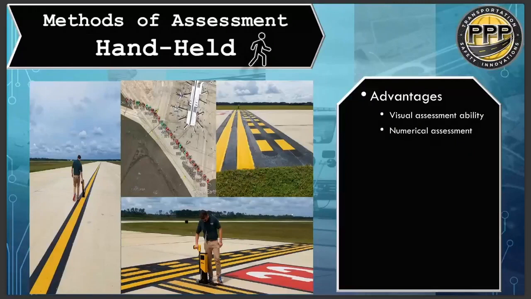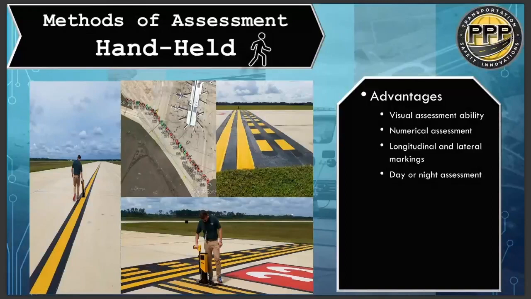Longitudinal and lateral markings, you can measure either one of those. We'll talk about how that changes when you get into a mobile. So you can do pretty much all markings with a handheld. And you can do daytime or nighttime assessment. I believe with every machine out there that's a handheld machine, you can measure both during the daylight or nighttime.